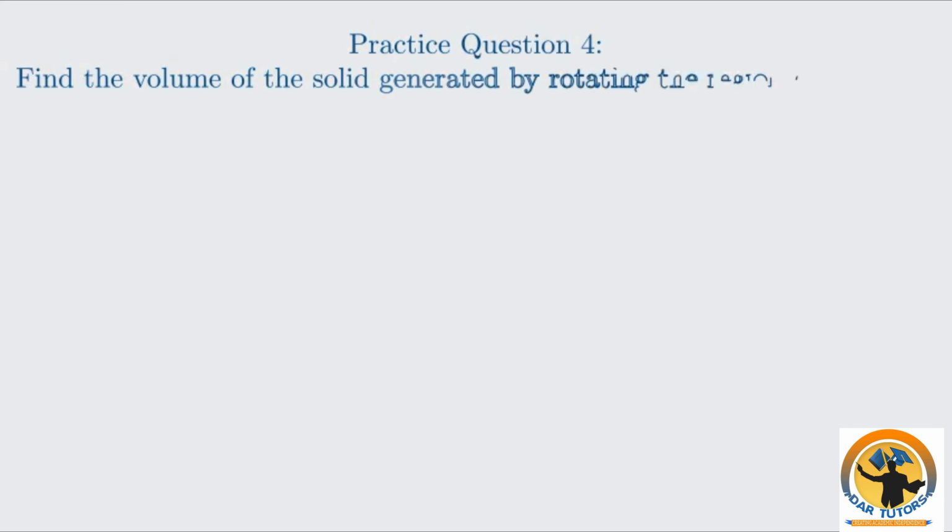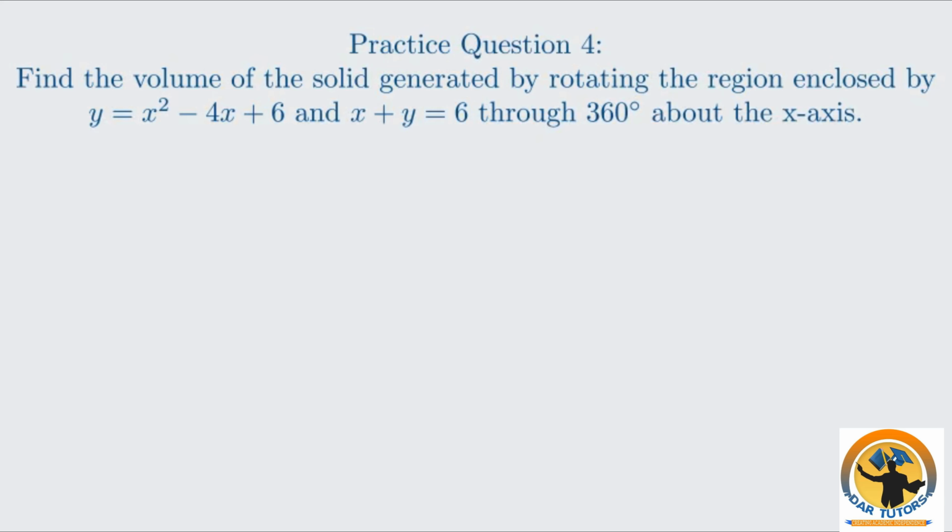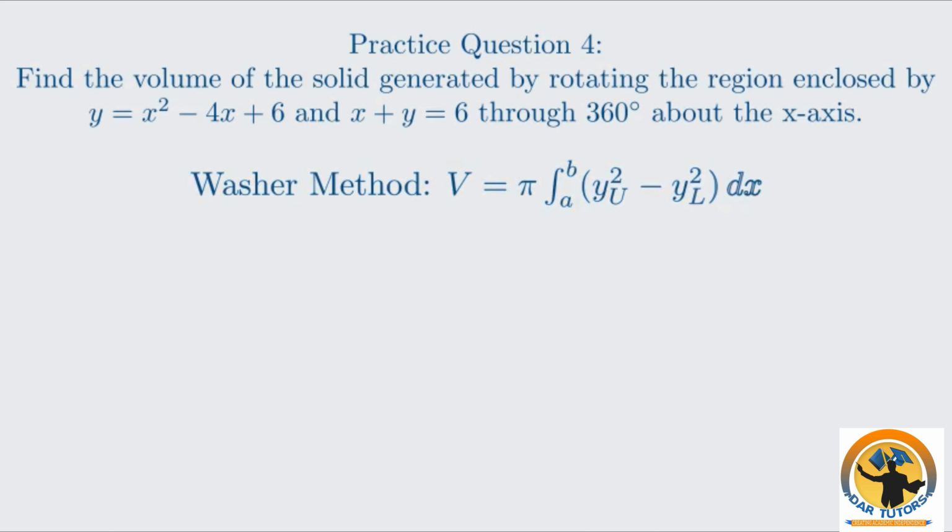Here is the fourth practice question. This problem involves two functions and revolution about the x-axis. Think about which method you should use. Let's solve it. Since we are revolving the region between two curves about the x-axis, we will use the washer method. The formula is V equals pi times the integral from a to b of the upper function squared minus the lower function squared dx.